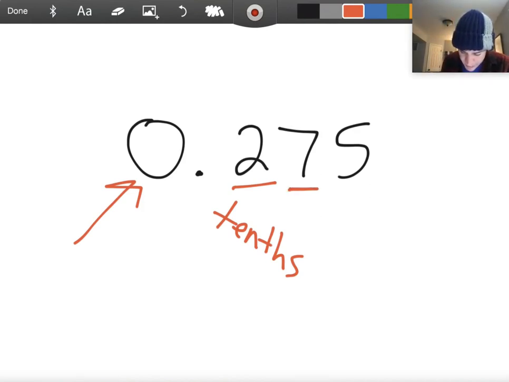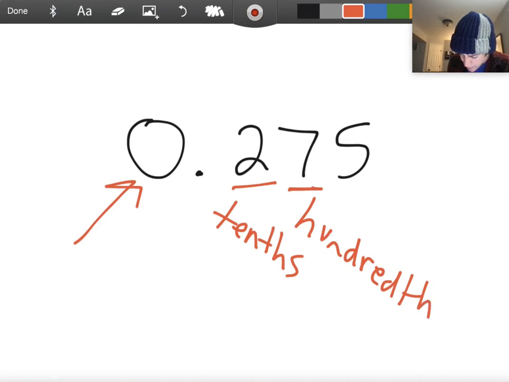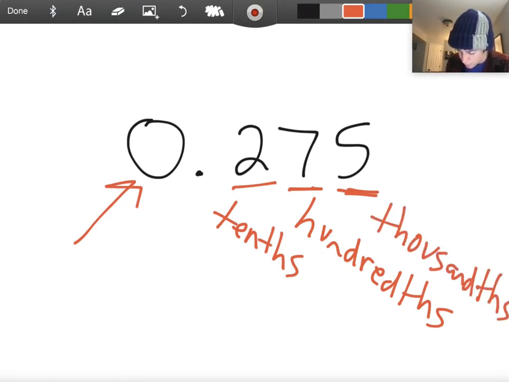Our second decimal place value is the hundredths place. And remember, it takes 100 hundredths to make a whole. And lastly, we have the thousandths place. And we know again that 1,000 thousandths make a whole. Remember that THS tells us that we're talking about decimal place value.